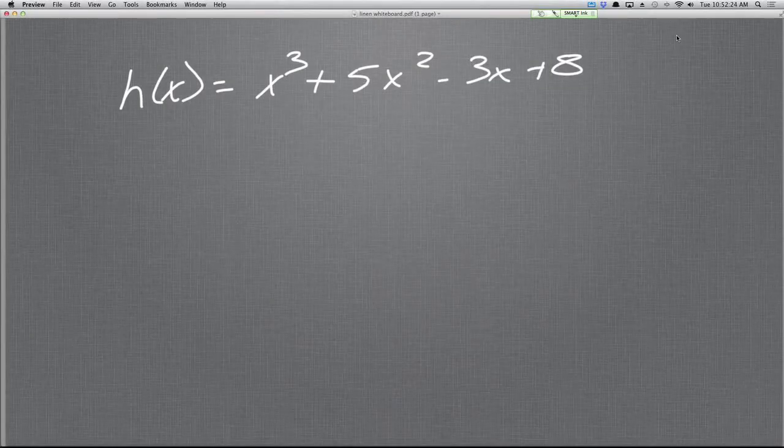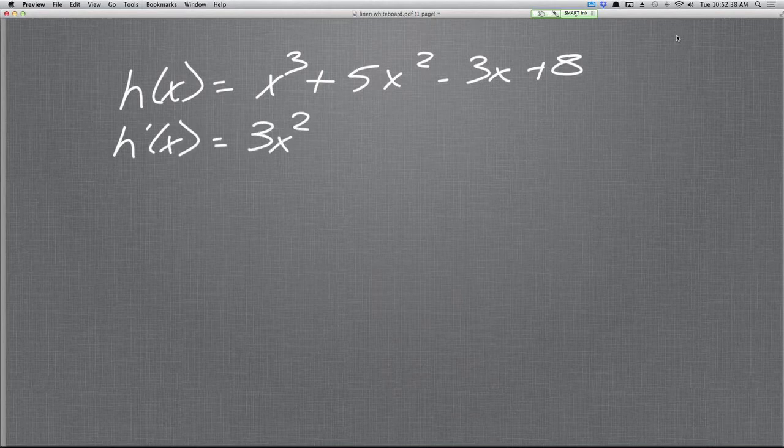I have h of x equals x cubed plus 5x squared minus 3x plus 8. The derivative is 3x squared plus 10x minus 3. Now in this problem we actually use all four rules we talked about today.